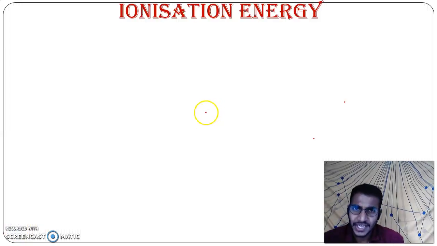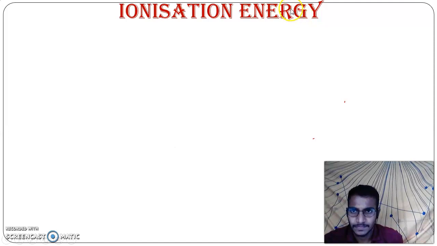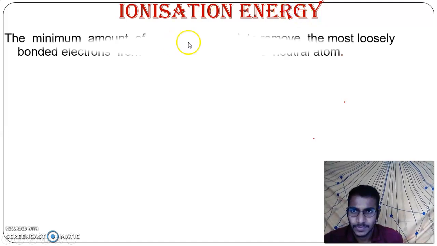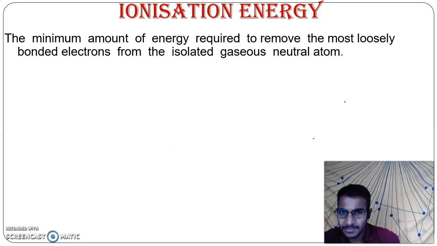Let us see what ionization energy is, the definition of ionization energy. The minimum amount of energy required to remove the most loosely bonded electrons from the isolated gaseous neutral atom. So, to understand this, I will take an example.